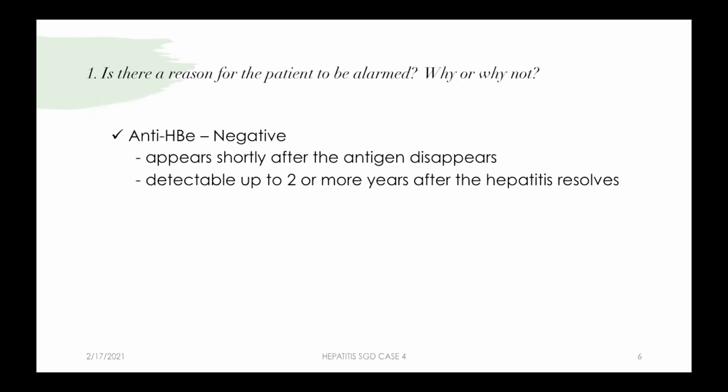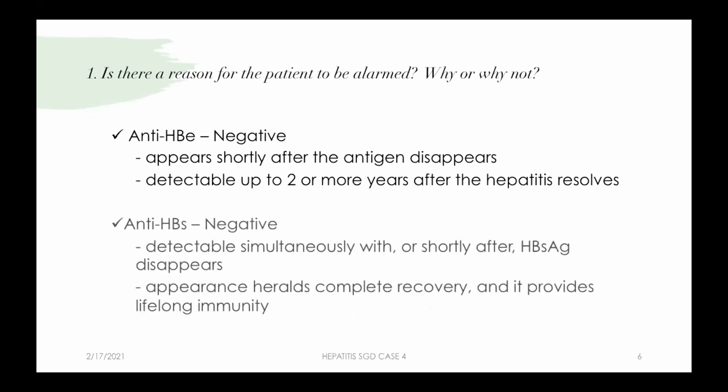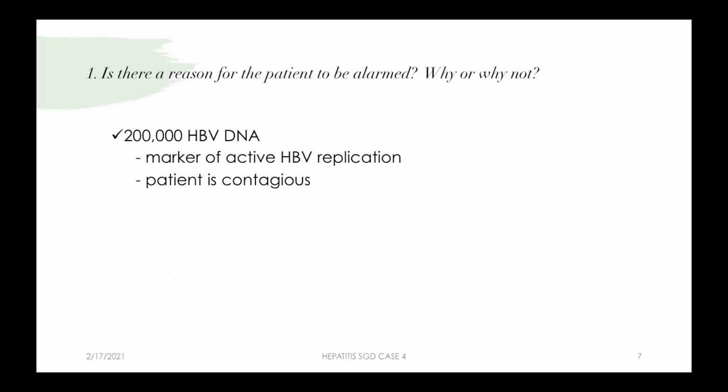The patient is negative for hepatitis B E antibody, which is not detectable until after the antigen disappears. The patient is also negative for hepatitis B surface antibody, which does not rise until the acute disease is over and usually is not detectable for a few weeks to several months after the disappearance of HBsAg. An HBV DNA of 200,000 was also found, which is a reliable marker of active HBV replication and is detectable within a few days after infection. That's all for question number 1.